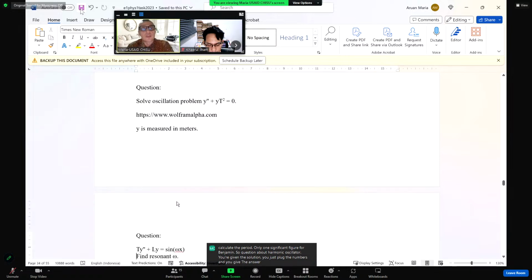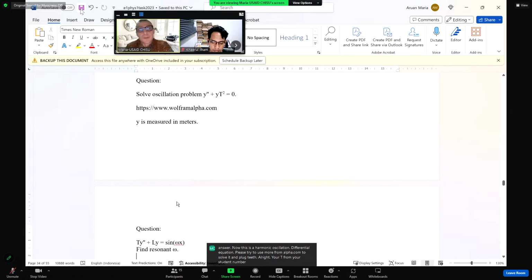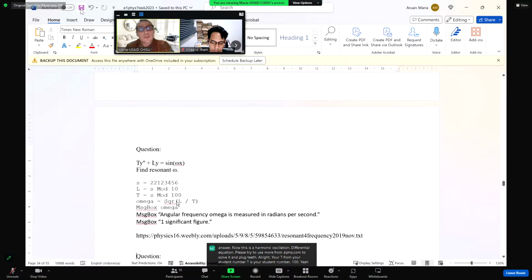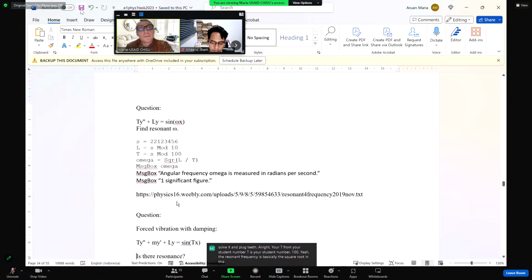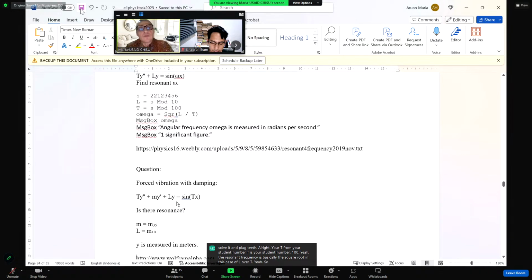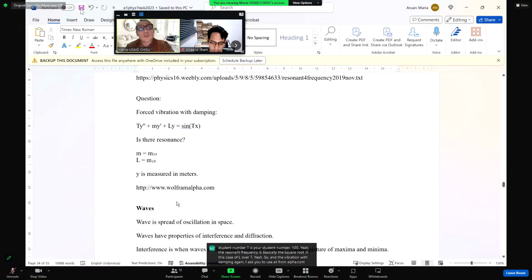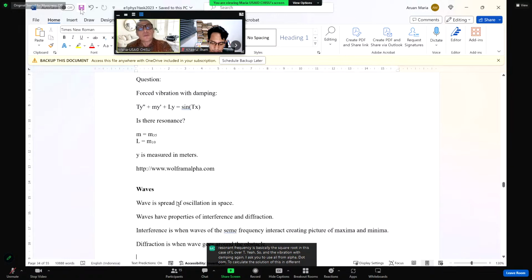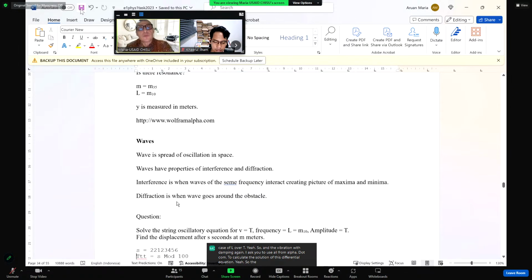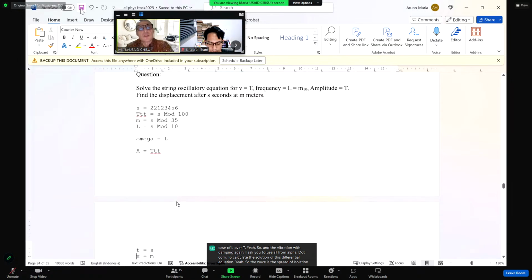Now, this is a harmonic oscillation differential equation. Please try to use wolframalpha.com to solve it and plug in T, from your student number. T is your student number mod 100. The resonant frequency is basically the square root, in this case, of L over T. And for vibration with damping, again, I ask you to use wolframalpha.com to calculate the solution of this differential equation.